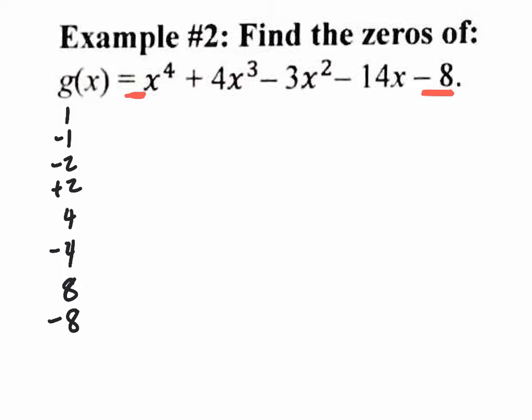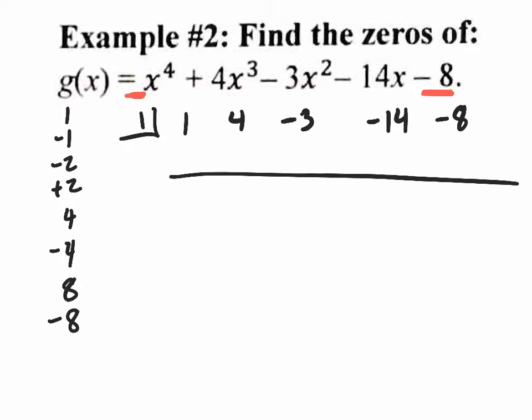Let's test the number 1. Let's plug in a 1 into the box. Let's do the list of the coefficients. As you go down, you combine. 1 plus 0 is 1. As you go up, you multiply. 1 times 1 is 1. 4 plus 1 is 5. 1 times 5 is 5. Negative 3 plus 5 is 2. 1 times 2 is 2. That's not going to work because that's going to give me negative 12. That's not going to give me the remainder 0. So 1 didn't work. Let's try another one.